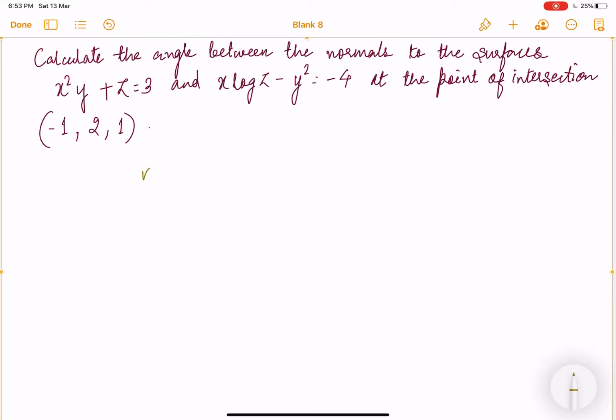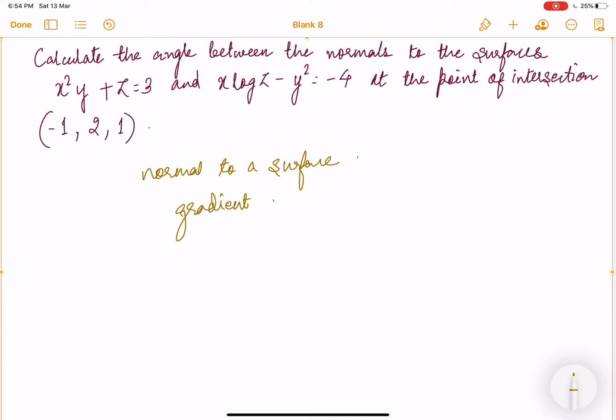And how do you calculate the normal to a surface? Well, the gradient of any surface will give you the normal to that surface. Gradient of any surface gives the normal to the surface. So basically I just have to take out the gradient.